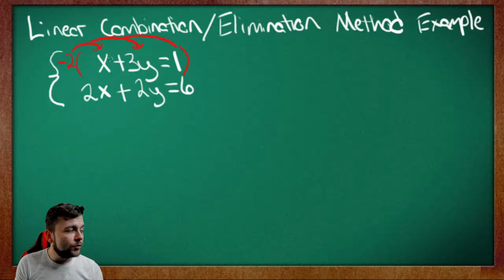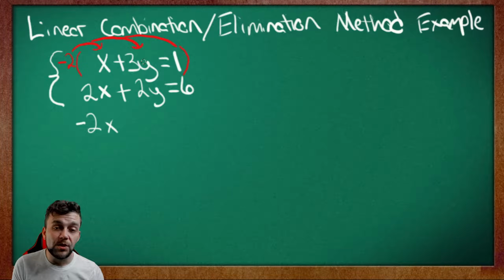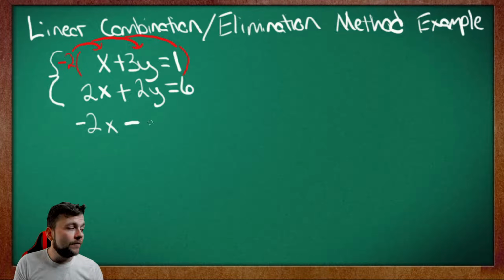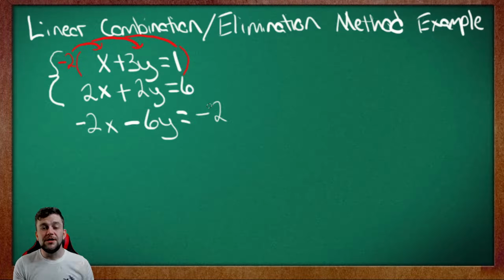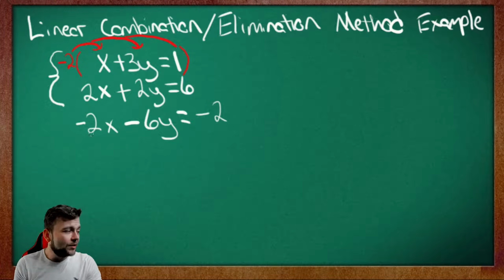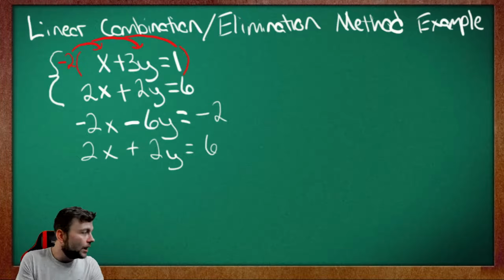What is a -2 times an x? -2x. Then what is a -2 times 3y? What is a -2 times 3? It is -6, and then don't forget your y. And that equals -2 times 1, which is -2. So now we've successfully changed our equation. And the reason we did it that way is where the linear combination comes into play, the combination part of our title.